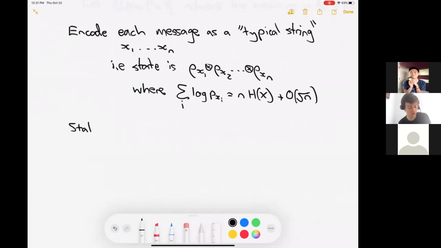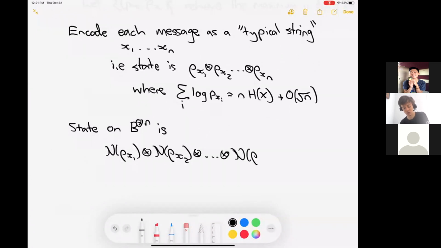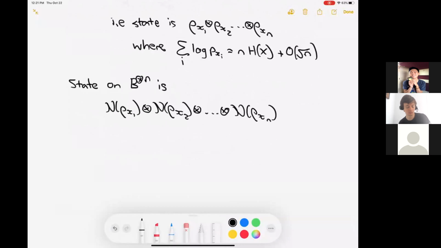Then Bob's going to receive a state after these have all been sent through their respective channels. The state Bob receives is going to be N of rho_x1 tensor N of rho_x2, and so on up to N of rho_xn, because each of these rhos just independently gets sent through a copy of the channel. Now, this state is going to get dominated, by the usual arguments about the law of large numbers, by eigenvalues that have the following size.